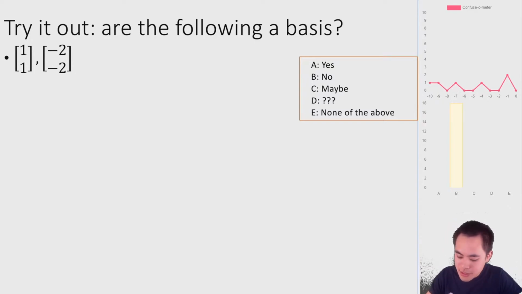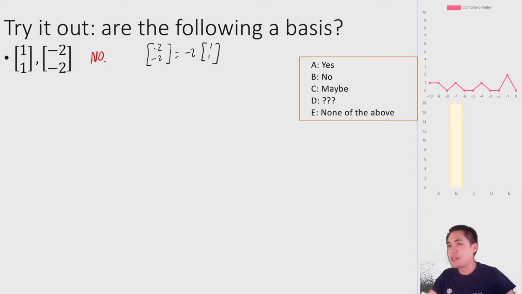And why is it not a basis? You can see this a couple different ways. One of the easiest is that minus 2, minus 2 is equal to minus 2 times 1, 1. And so these are clearly not linearly independent. You could have also solved this by taking the time and actually writing out the system of equations, but this one is pretty easy to see because one of your vectors is just a multiple of the other one. So no, these are not a basis.